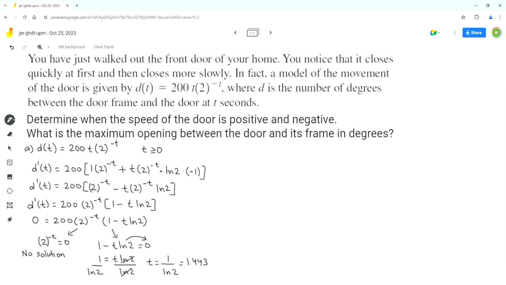Now we ignored the 200 because 200 is a constant, so it won't give us any value of t for which the derivative is equal to 0. Now we have to use the first derivative test to find on which part of the t-axis the derivative is greater than 0 and less than 0, because we have to find the time when the speed of the door is positive and negative, and the speed of the door is represented by the derivative of this d function. So we can use the number line method.